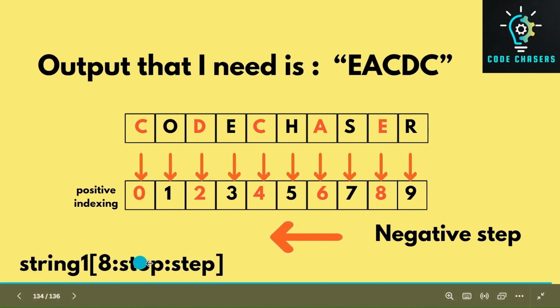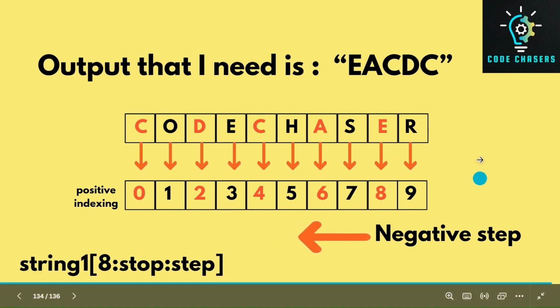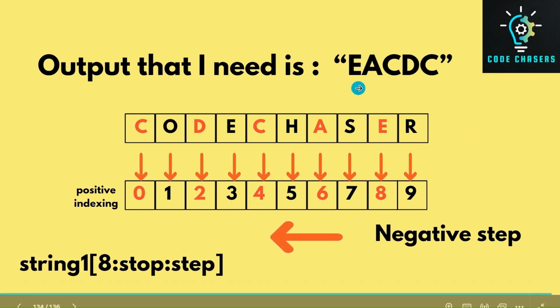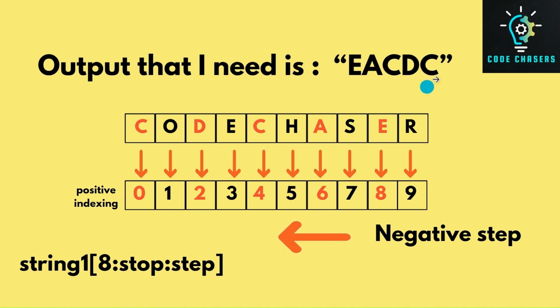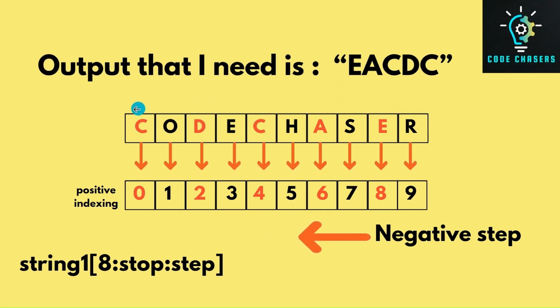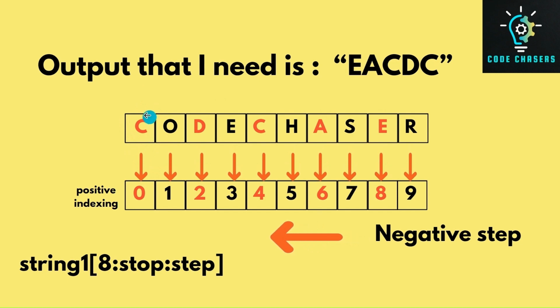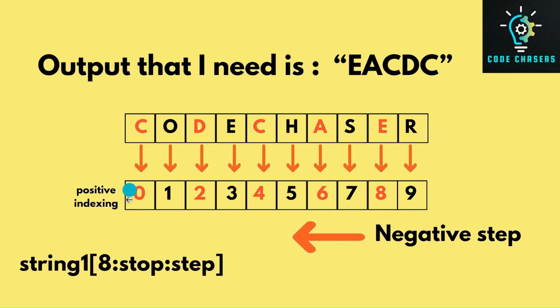What is my stop parameter now? This is an interesting scenario. My slice is EACDC, right? If I see the highlighted part, EACDC, my last character is C and the index corresponding to C is 0.